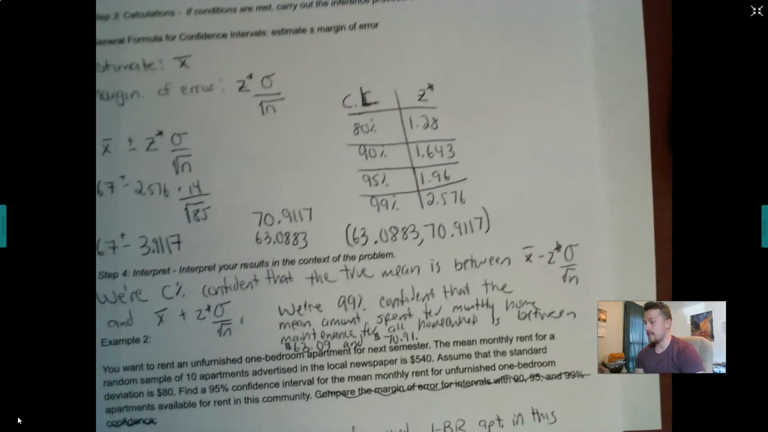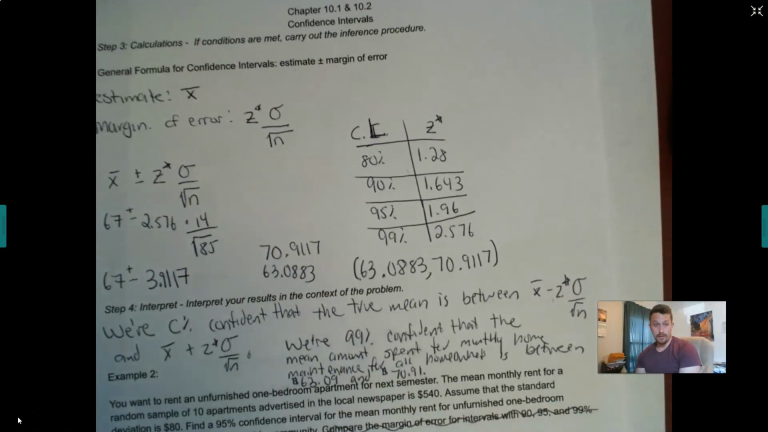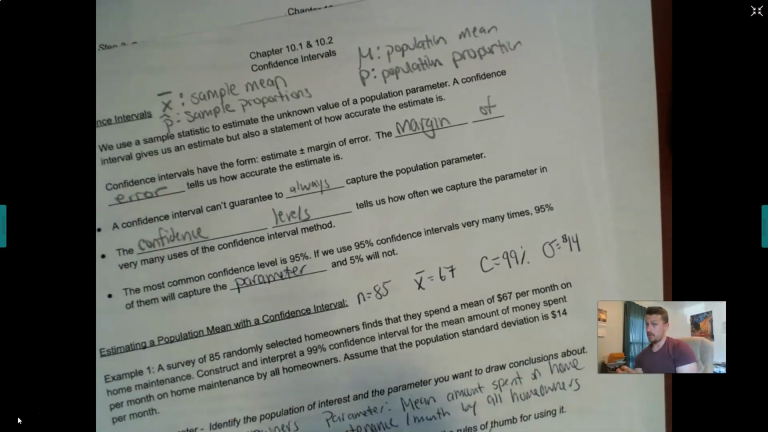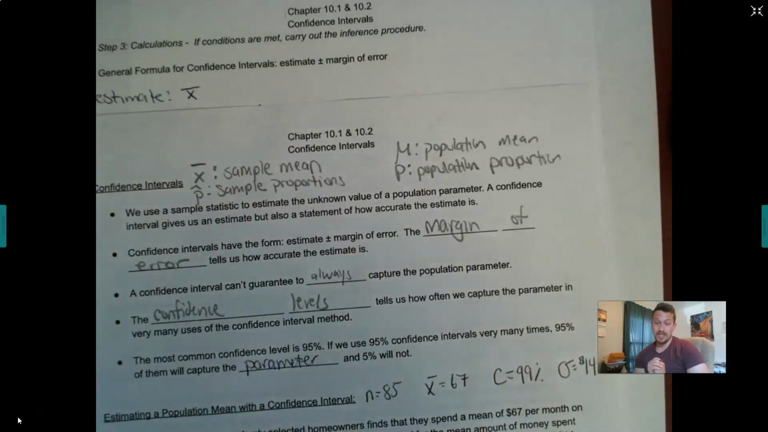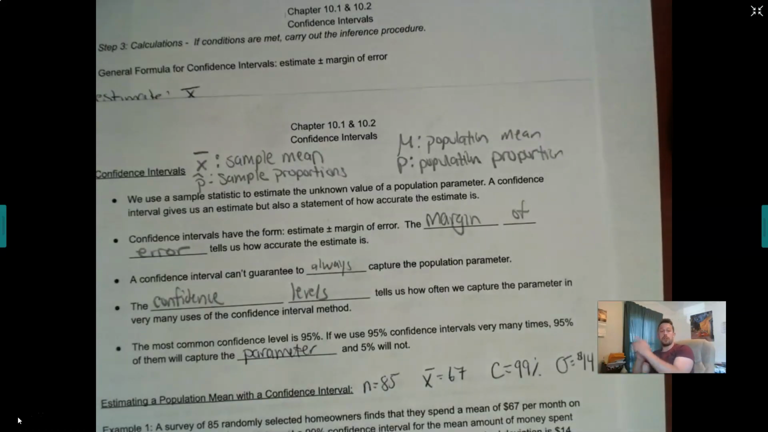So that is it for these notes. That's very much in a nutshell chapter 10.1 and 10.2. So you can print that, you can write it out, but that's the first part of your formative. The second part is going to be 2 questions. Make sure you show your work and follow this 4-step procedure that I have showed you how to do.